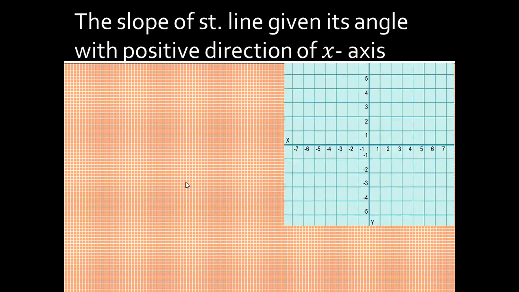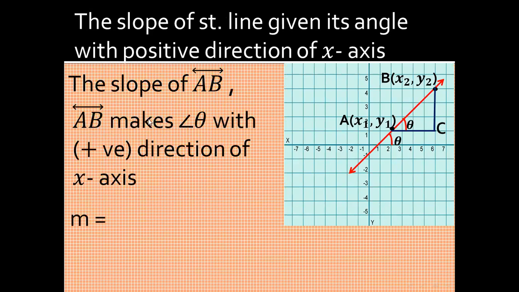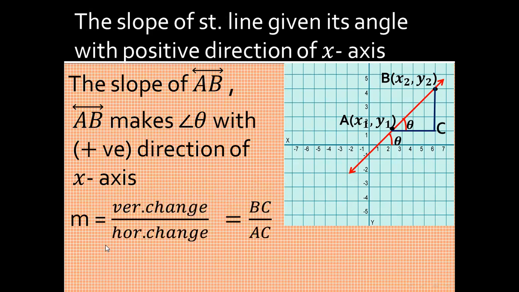The slope of a straight line given its angle with the positive direction of the x-axis. How can I find the slope of a straight line which makes an acute angle with the positive direction of the x-axis? All you have to do is find the tangent of this angle. The line AB makes an acute angle with the positive direction of the x-axis. To find its slope, we can find the tangent of this angle.